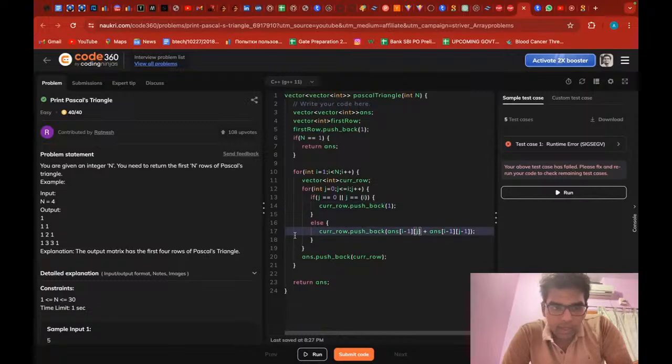So basically, currently you're standing at 2C1, and you need to use 1C0 and 1C1. So this is 1C1, and this is 1C0. So current row dot push back 1.